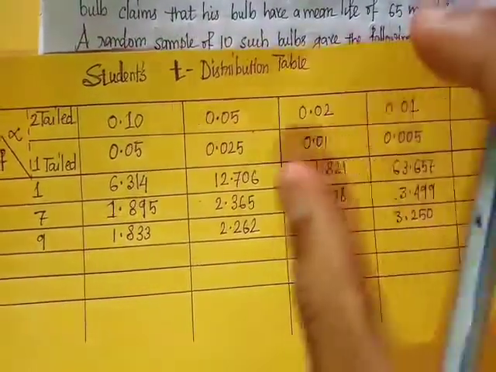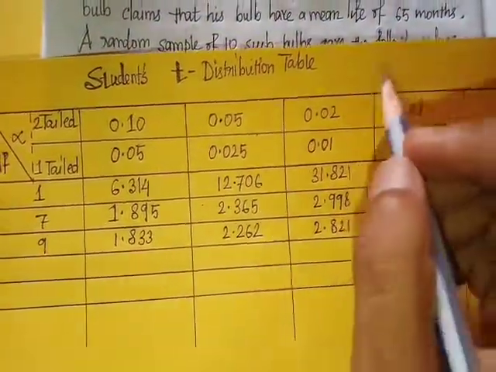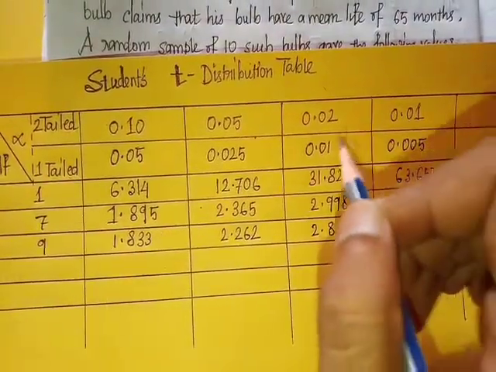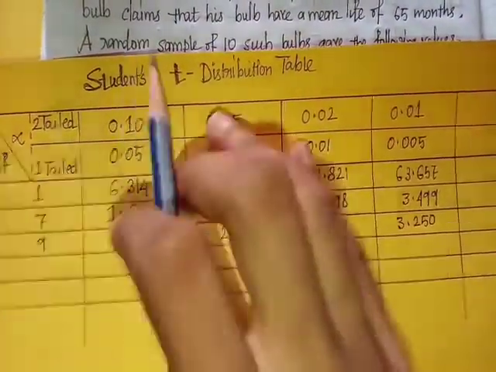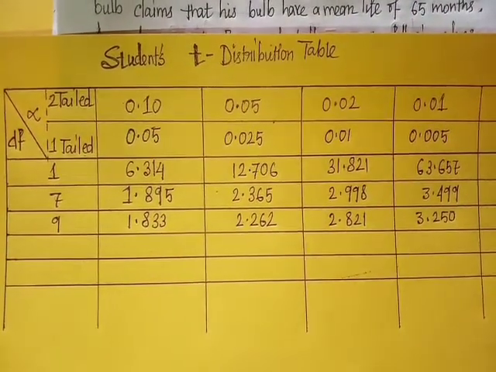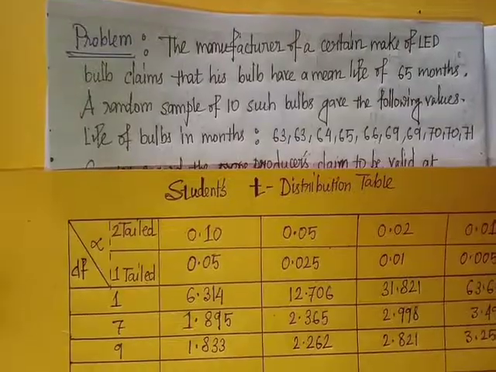Here 2% level of significance for a 2 tail test is also equal to 1% level of significance for a 1 tail test, and so on. Please remember this. Next problem.